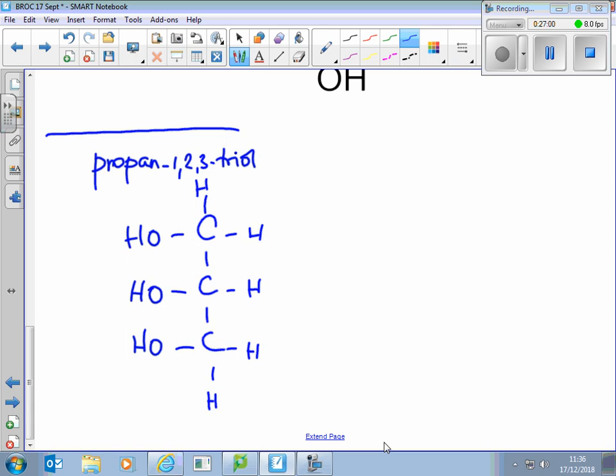So it doesn't matter which way it goes. You could alternate them if you wanted to. I mean, it's no different because those bonds rotate anyway.